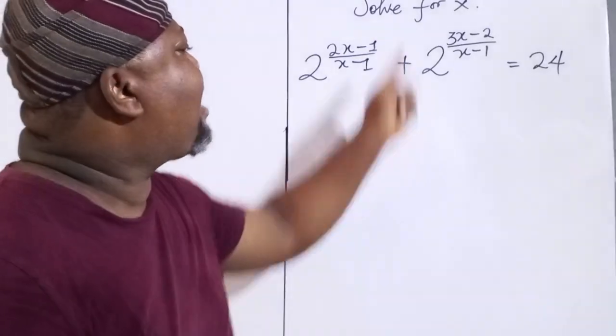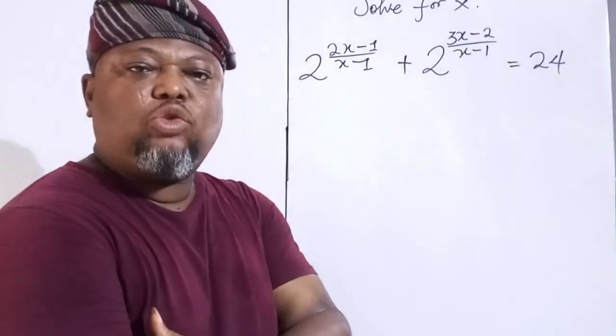Let's solve for the value of x in this question on the board here. How do we solve this question?